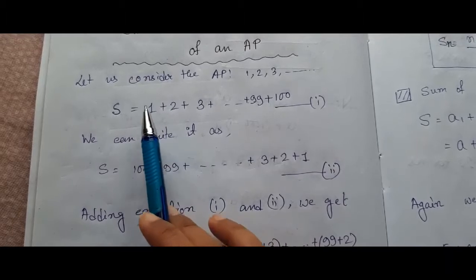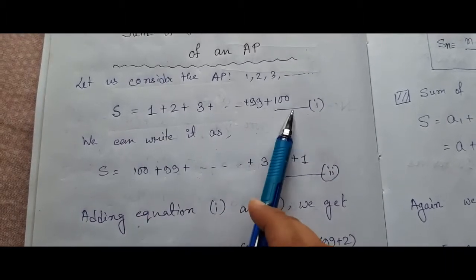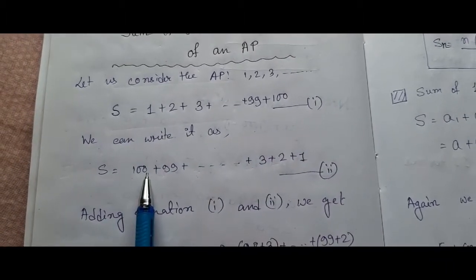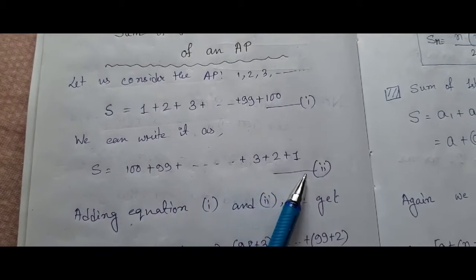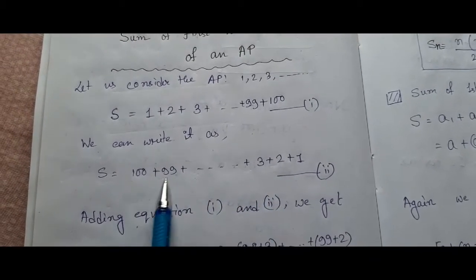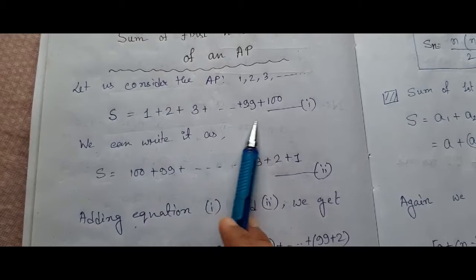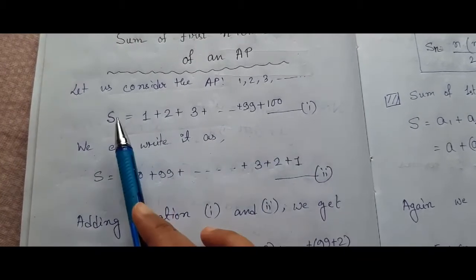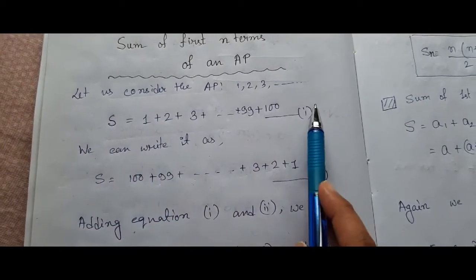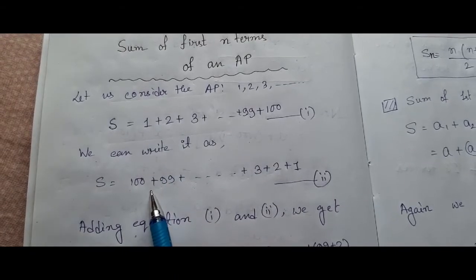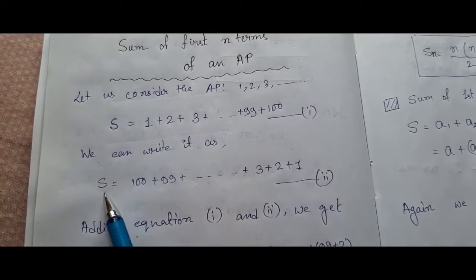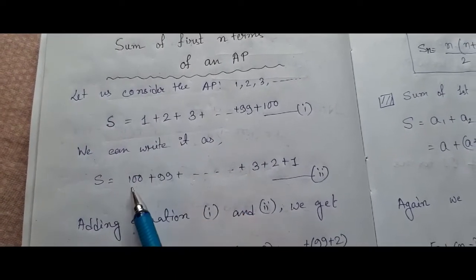Okay, so I can write this expression as S is equal to 100 plus 99 plus 98 plus and so on, plus 3 plus 2 plus 1. As you can see, this expression is the reverse of the first expression. Now I have to add these two expressions, equation number 1 and 2. If I add these two expressions term wise, 2S is equal to 1 plus 100.